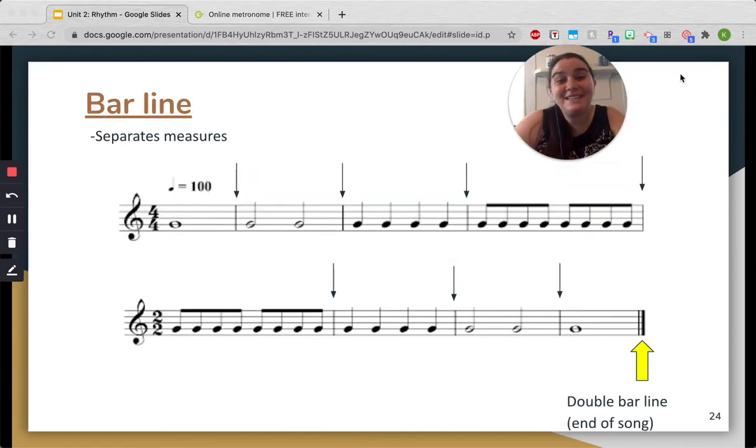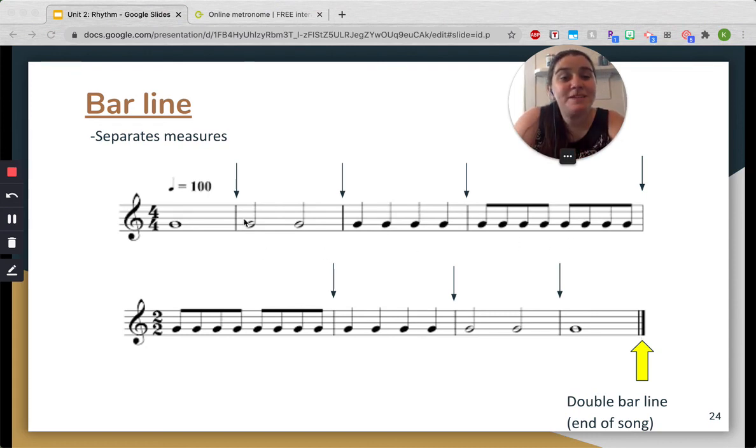You're also going to see bar lines. Bar lines are the lines that separate the measures. So I pointed out where the bar lines are. Okay, so this is one measure. This is another measure. Here's another measure. Here's a measure. At the end of a song, you're going to see 2 lines together. These are called a double bar line, and that tells you that it's the end of the song.